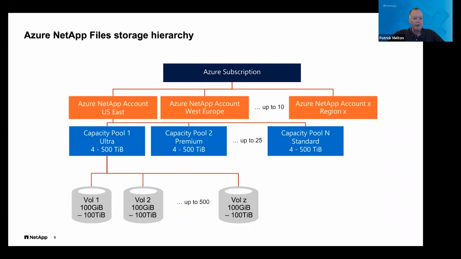Now, once you have created this capacity pool, then you can start carving that out into volumes. Your volumes will start out at 100 gig minimum and 100 terabytes maximum, and you can have up to 500 of those per capacity pool.